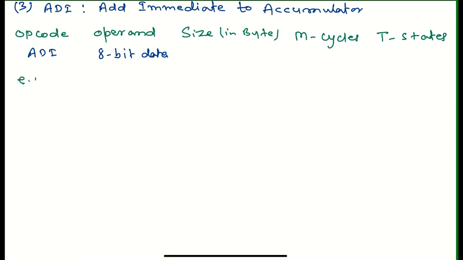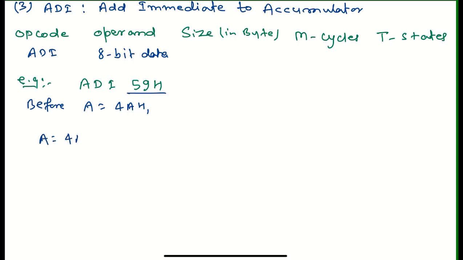So for example, if I am writing here ADI 59H, and before execution of this instruction the accumulator has 4AH, and the data we have here is 59H, it will perform the addition of these two operands. The accumulator content 4AH in binary can be written as 0100, and A means 10, so this will be 1010. So this is 4A.